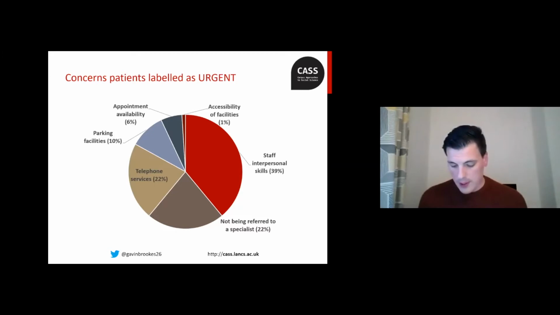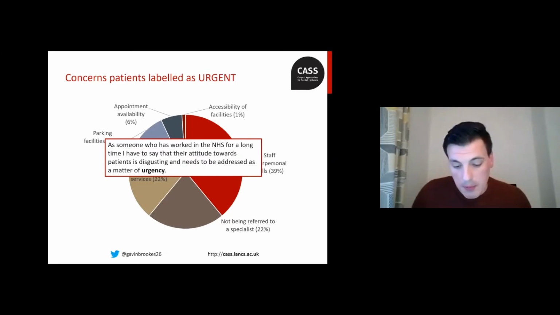So another thing that the NHS were interested in was what might trigger an urgent review. And as part of that analysis, we looked at concerns that patients themselves labelled as urgent. And we found that the concerns that patients described as being the most urgent were again often to do with staff interpersonal skills. And here's an example of what this type of comment looks like. So one patient wrote, "As someone who's worked in the NHS for a long time, I have to say that their attitude towards patients is disgusting and needs to be addressed as a matter of urgency."